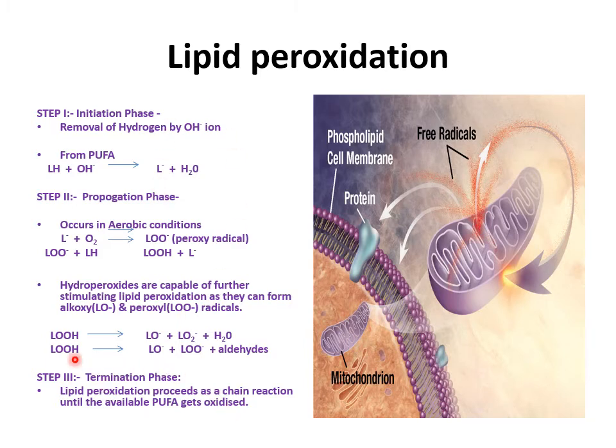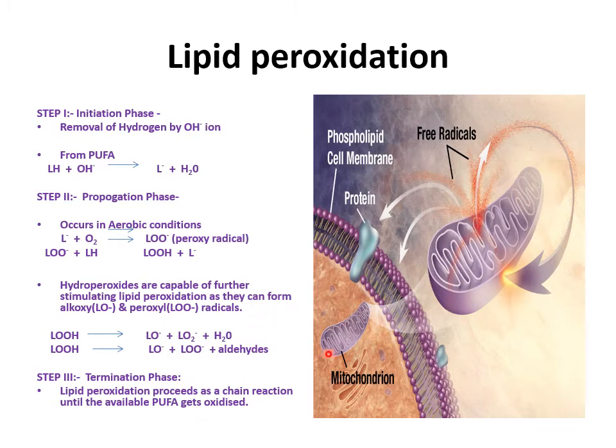Now the third phase is the termination phase. Lipid peroxidation proceeds as a chain reaction until all PUFA are oxidized. The reaction would proceed unchecked until a peroxyl radical reacts with another peroxyl radical to form inactive products, and only then will lipid peroxidation stop.